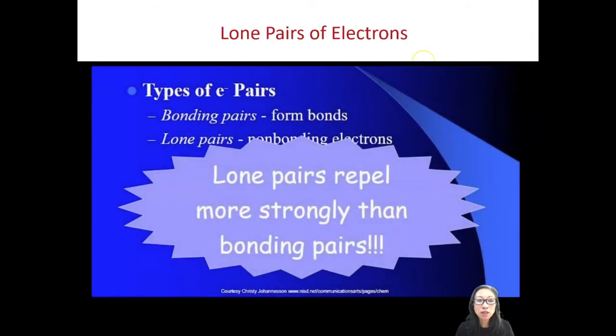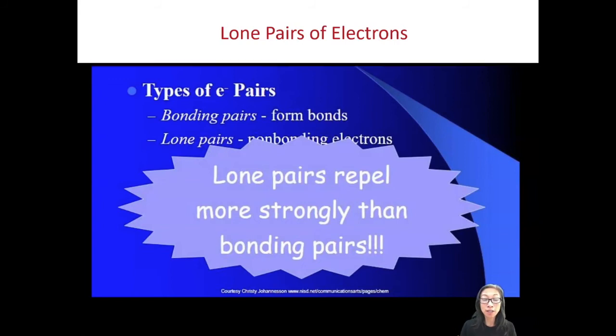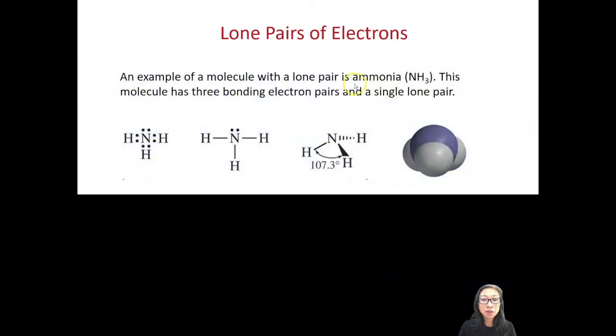Lone pairs of electrons are important in VSEPR theory because they take up more space than bonding pairs of electrons. So in this example, this is ammonia, which is NH3. Here's the Lewis structure of NH3, and this NH3 has a central atom of nitrogen with 3 bonds. Those are 1, 2, 3 bonds and 1 lone pair on the central atom.